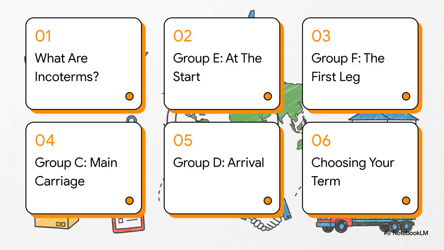All right, so here's our game plan. We'll start with the basics, then we're going to walk through the four main groups of Incoterms. That's E, F, C, and D. We'll start with the seller does the least and work our way up to where they do the most. I like to think of it like a relay race. We're going to see exactly where that baton of risk and cost gets passed from the seller to the buyer. And then we'll wrap up with how you can pick the right term for you.